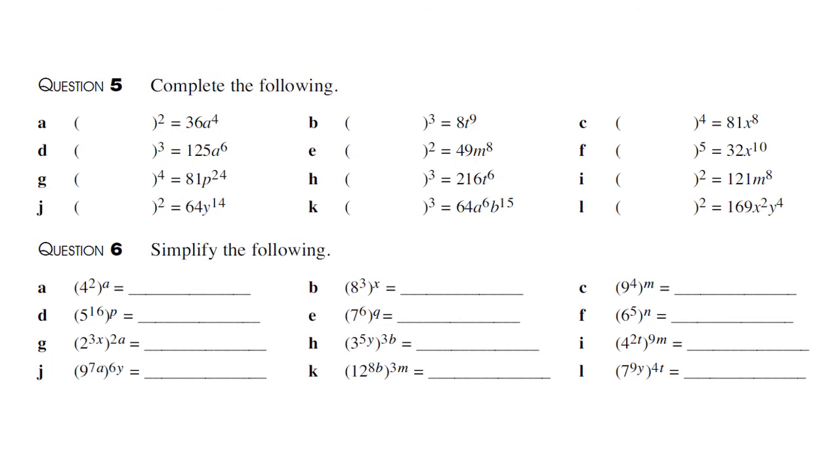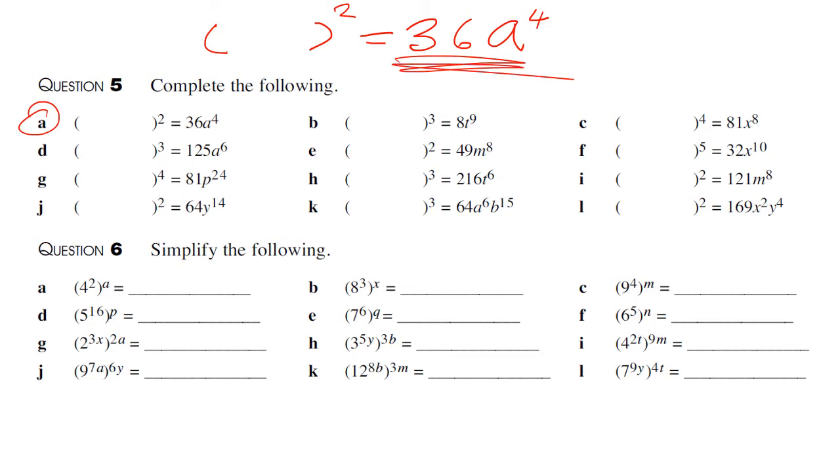This one is a little bit trickier because you have to think backwards. So the question is asking you, we're looking at question 5a, the question is asking you, what squared will give me 36a to the power of 4? Alright, so you need to think of something that goes inside a bracket. When you square it, you're going to end up with this 36 times a to the power of 4.